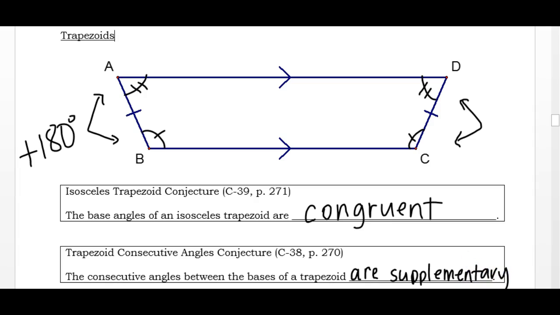But I think it's probably a good idea to add that it adds up to 180 as the meaning of supplementary, so we don't forget what that means.